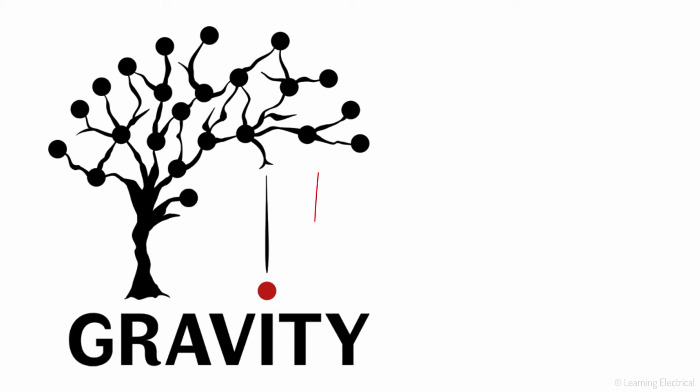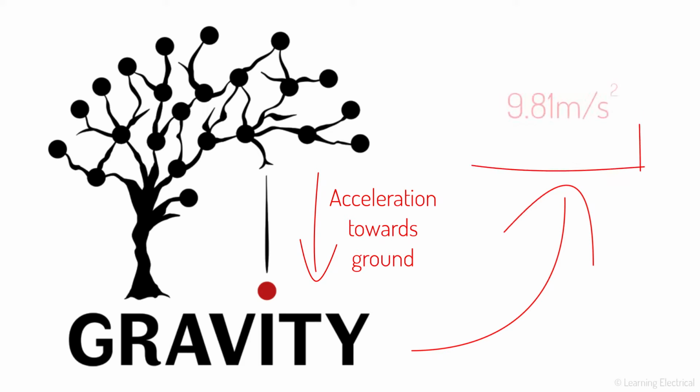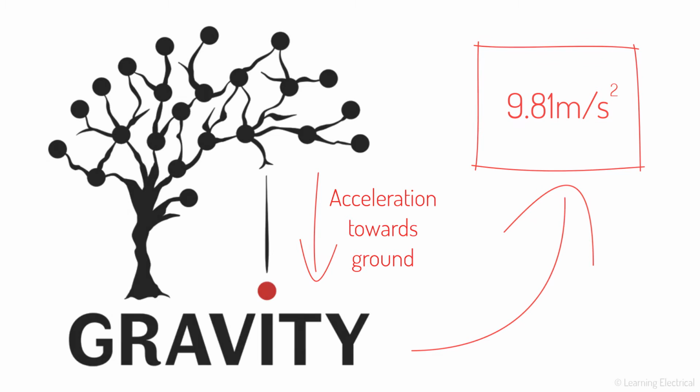Gravity is measured as an accelerating force, which is why objects speed up the further they fall, rather than remaining constant. The measurement used is 9.81 meters per second squared, and this figure is crucial to almost all mechanical calculations.